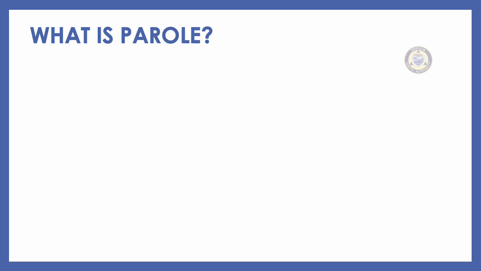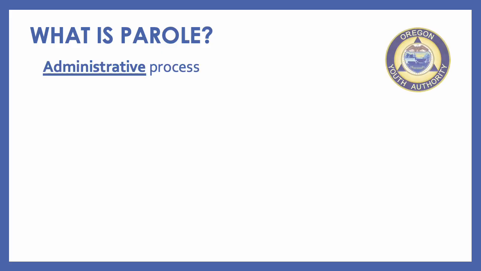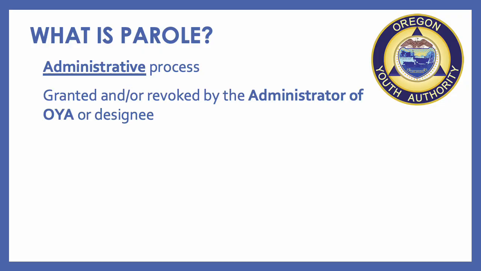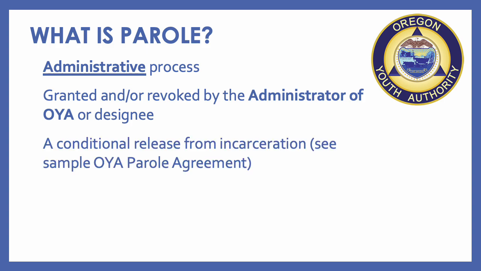Let's talk about parole. What is parole? Parole is an administrative process, which means it's granted and/or revoked by the administrator of the Oregon Youth Authority or their designee. Parole is a conditional release from incarceration. See the sample parole agreement, which can be found on OYA's website.